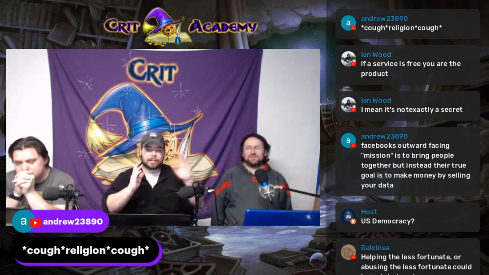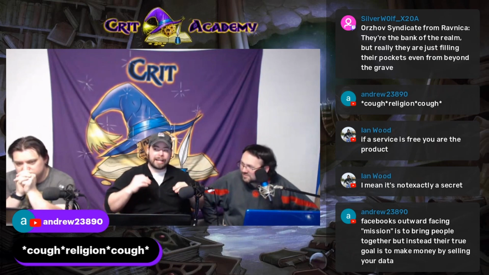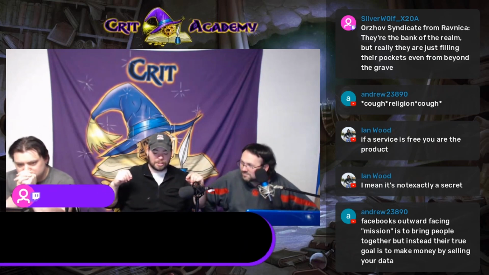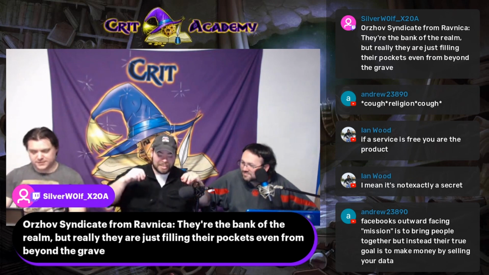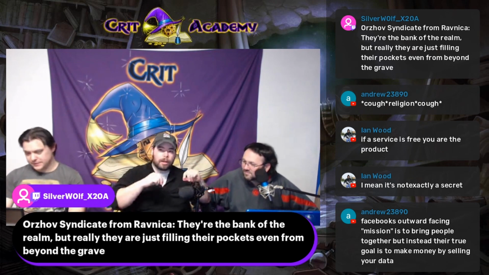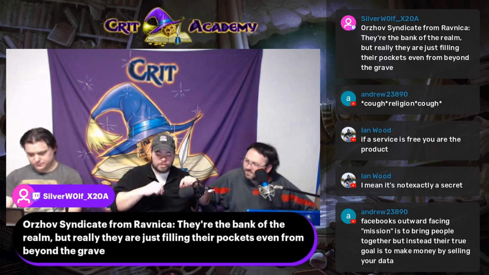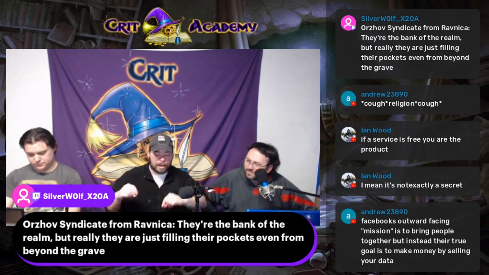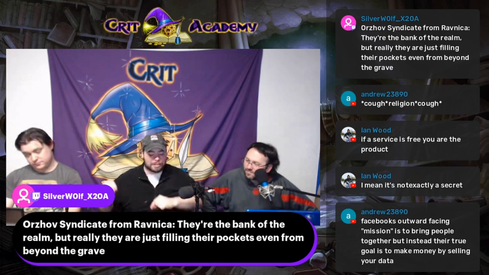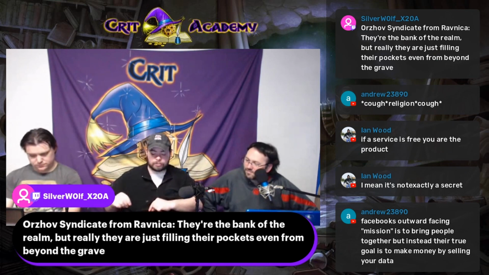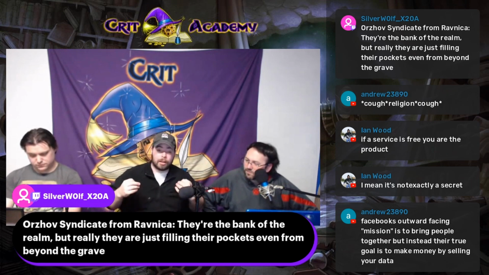No. Okay, so a really great example of assigning alignment would be, let's go back to the temple and the priest example, right? If you assign that they are lawful evil, you know that if there's anyone that is religion, that's why I went back to the temple example. Silver Wolf says Orzhov Syndicate from Ravnica, they're a bank of the realm, but really they are just filling their pockets from beyond the grave. Yeah, they're constantly filling their pockets and stealing from people. That's kind of their shtick, right?